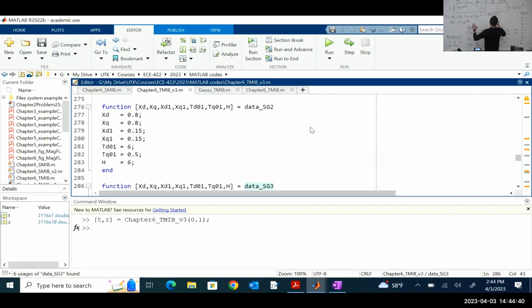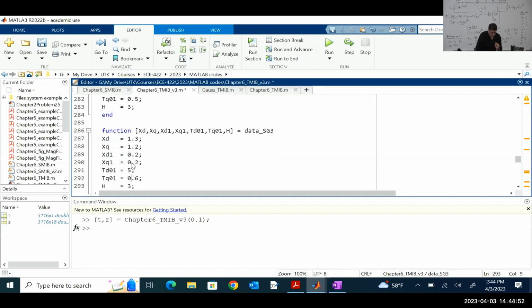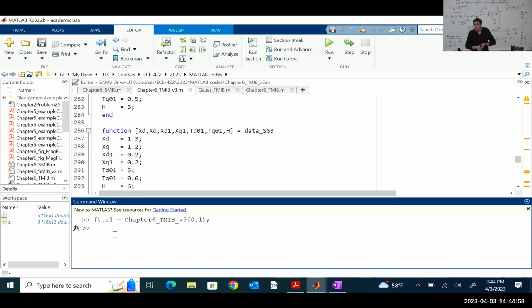So it seems that this disturbance is making the two machines oscillate together. So we will trick it. What if generator 2 has 3 seconds and this one 6 seconds? What do we expect? Machine 2 should deviate even more.